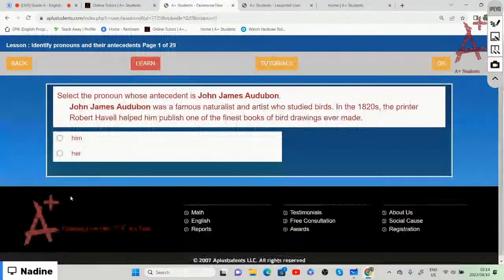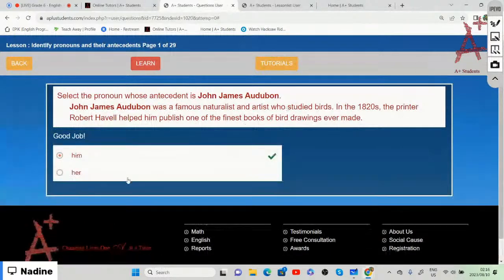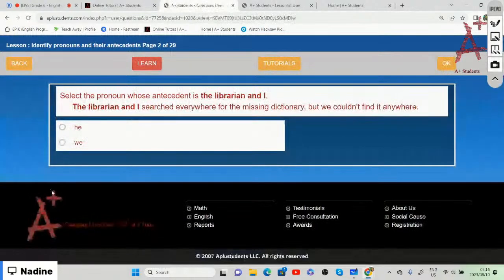All right. So if we choose the pronoun whose antecedent is John James, then we can say it is him, because him refers to John James, a male figure. They're giving us the option of him and her, and her refers to a female or a woman. But in this case, him refers to John James Audubon. So that is our pronoun.